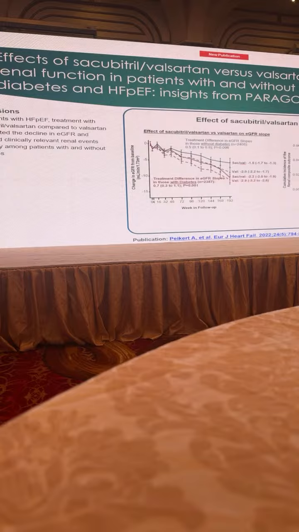If the patient is diabetic or not diabetic, you can see the differences. And this is published in the European Journal of Heart Failure. In patients who have HFpEF, treatment with sacubitril/valsartan compared to valsartan attenuates the decline in GFR and reduces clinically relevant renal events, similar among the patients with and without diabetes. Right?